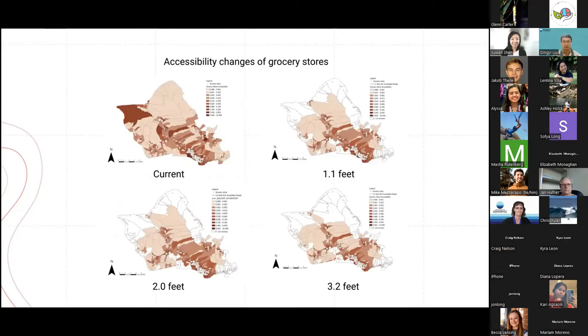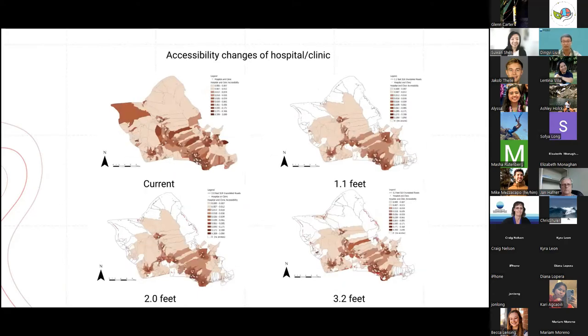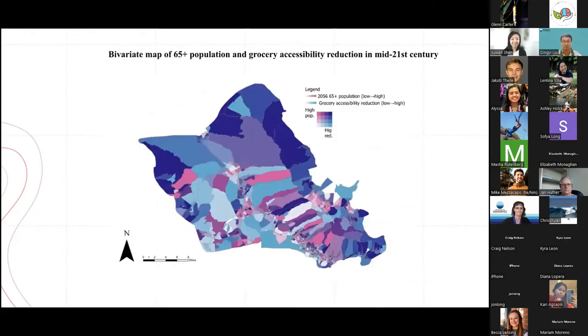And I'll give you a series of maps to show how the accessibility will change. If the TAZ goes lighter, that means less accessibility. And if it goes darker, that means greater accessibility. So as you can see, as the scenario rises, the overall map goes lighter, and some areas even go to white, which means there's no accessibility.